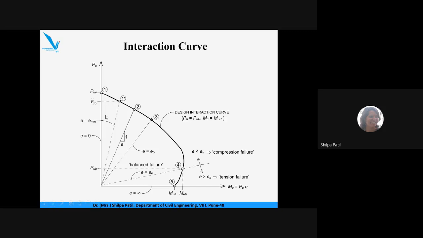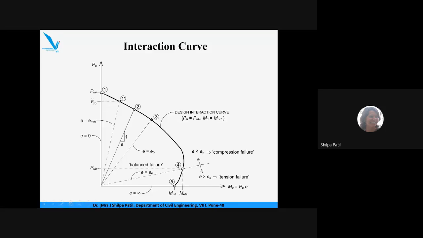Now, the different cases we learned yesterday: the first case is the one in which xu is infinity, that is, e is 0 and the column is subjected to purely axial load. The second case we discussed is xu outside the column, that is, xu is greater than depth. Then in the third case we consider that xu is exactly on the edge, and in the fourth case xu is less than the depth of the column, that is, xu lies within the column. All these four cases can be seen on this interaction curve.